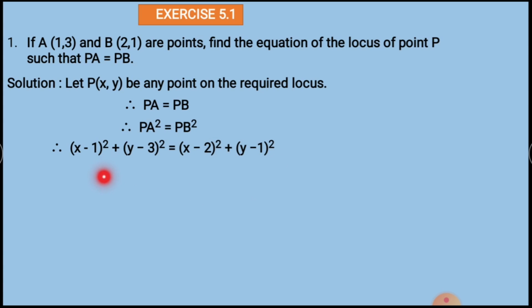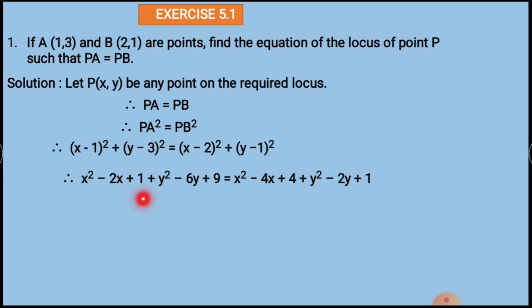So we have to simplify this. We simplify the first bracket. We have to apply the (a minus b) squared form for this x minus 1. So we write this as x squared minus 2x plus 1. For this y minus 3 we write y squared minus 6y plus 9. Similarly for the right hand side we apply the (a minus b) squared form for the first bracket. So we write x squared minus 4x plus 4 for this first bracket, and for this second bracket we write y squared minus 2y plus 1.